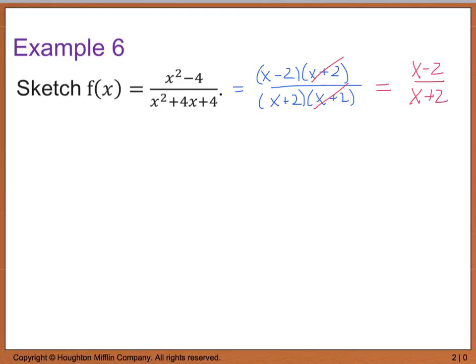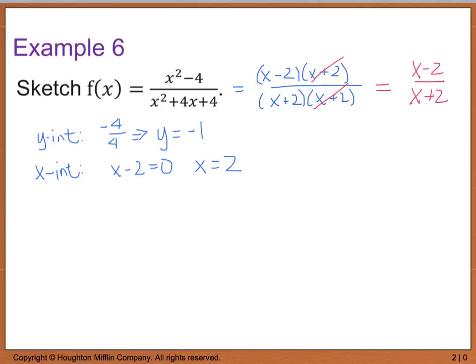We're going to continue to use the same process we've been using all along. Our y-intercept is equal to negative 4 divided by positive 4, or y equals negative 1. Our x-intercept is found from our numerator's zeros. When I'm looking at my numerator, I'm really looking at this new function over here. So I end up with x minus 2 equal to 0, or x equals 2.